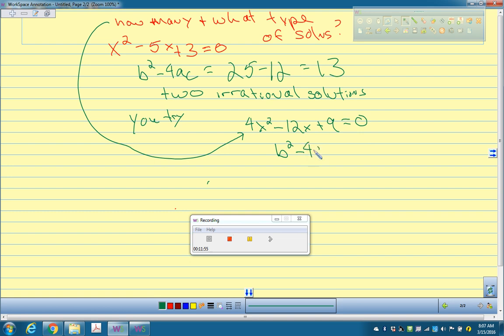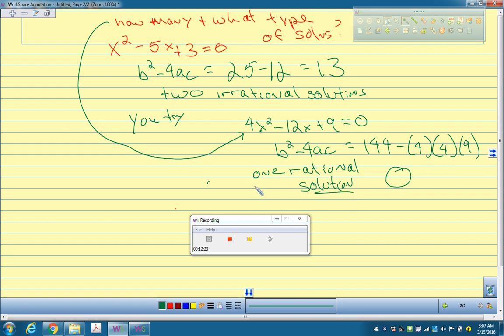b squared minus 4ac is equal to 144 minus 4 times 4 times 9, which also is equal to 144, right? And you get 144 minus 144, which equals 0, which means you have one rational solution. Because when I add or subtract 0, it doesn't matter if I add or subtract 0. I'm only going to have one answer. Okay?